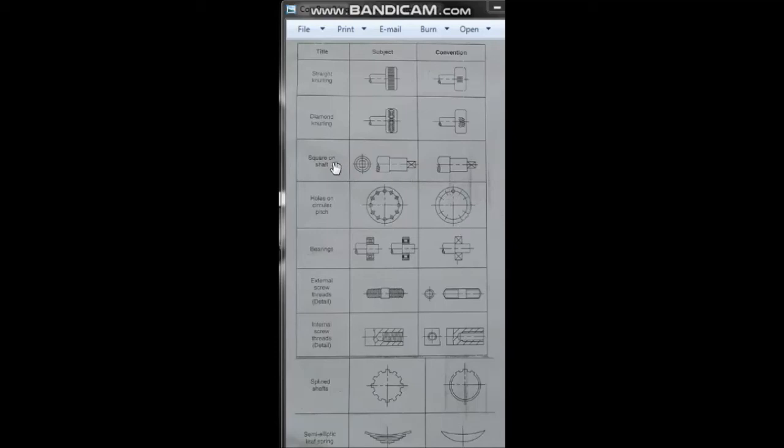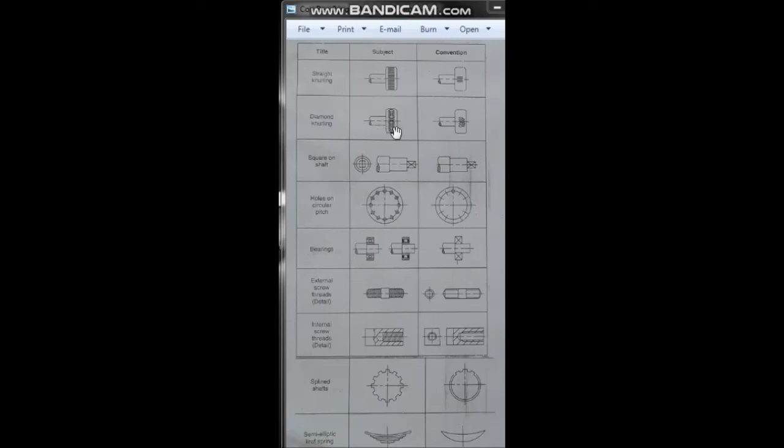Then the square on shaft. This is the square on the shaft, and this is the symbol. This is the circular part, the circular shaft part, but this is the square part of the shaft. Then the diamond knurling.